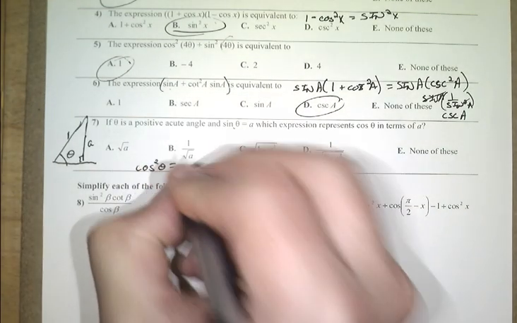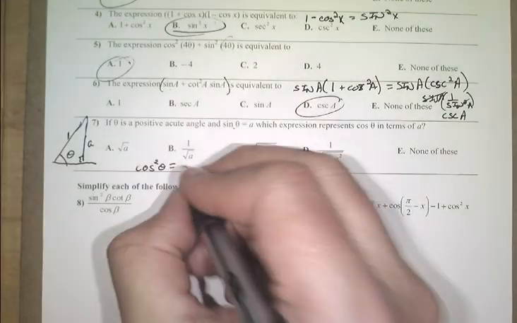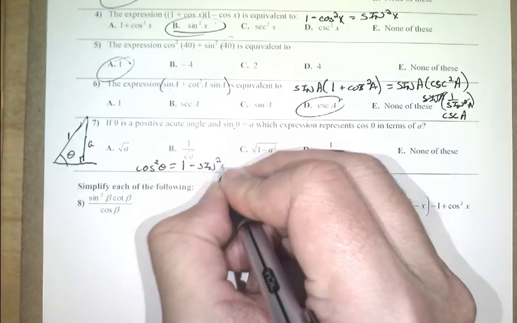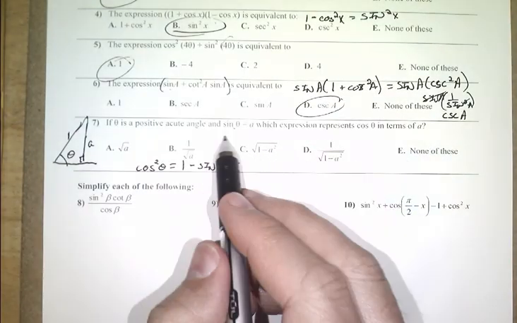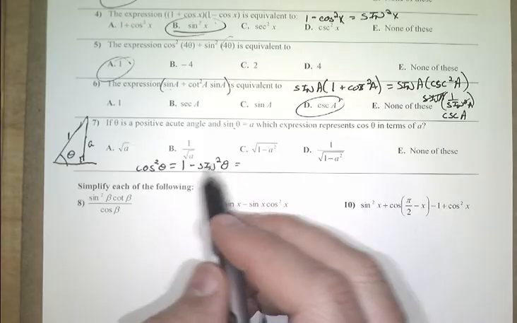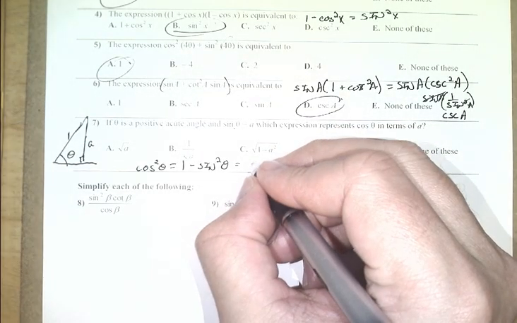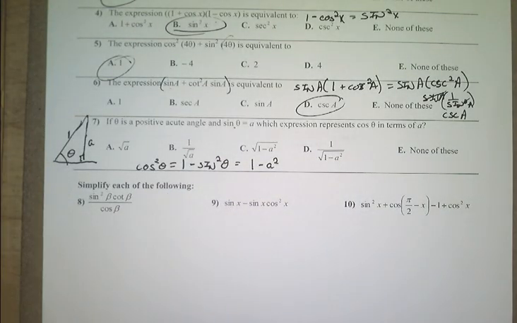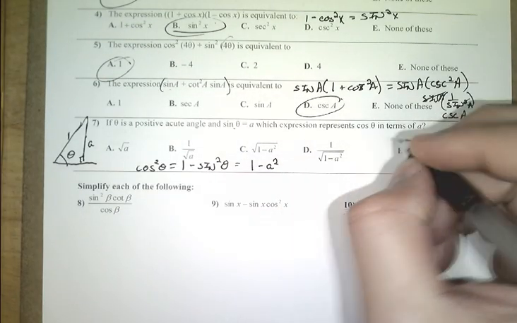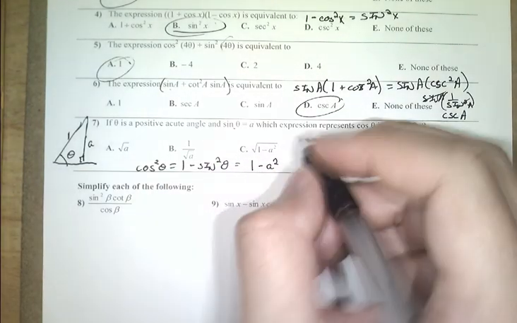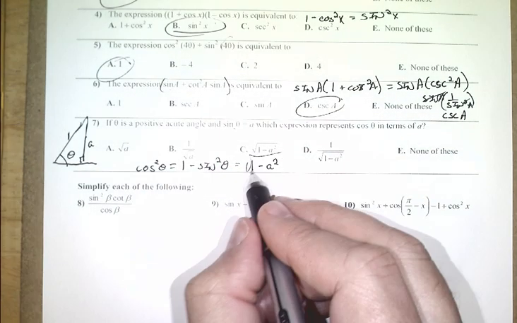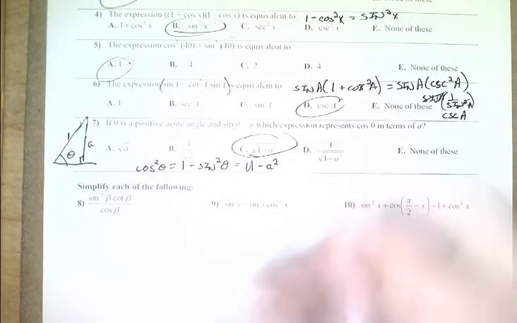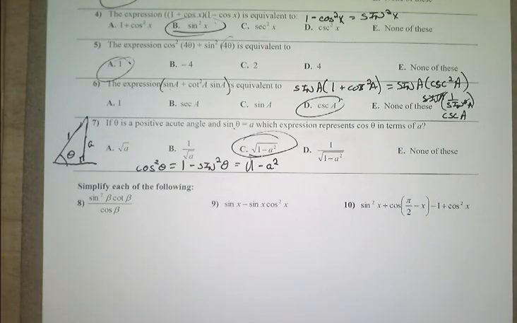squared of theta, we use the Pythagorean identity, cosine squared of theta is equal to 1 minus sine squared of theta. But I know sine squared of theta is a, so I'll just plug that in here. This is equal to 1 minus a squared. And then I would take the square root of both sides, so I would get the square root of 1 minus a squared.